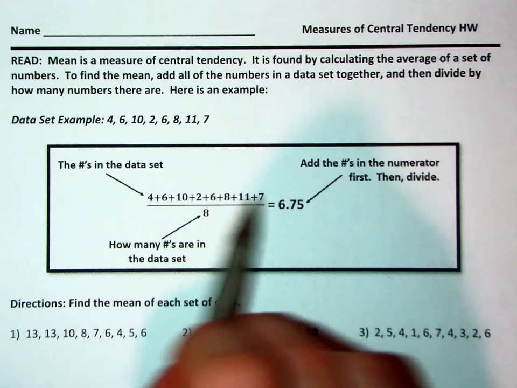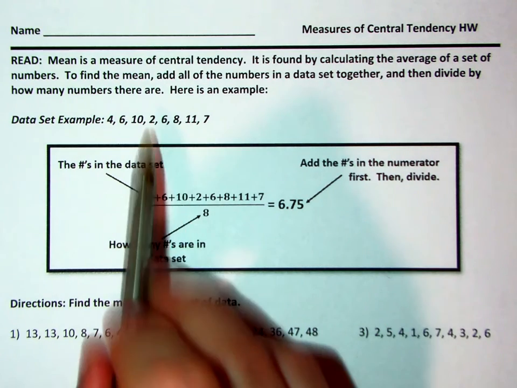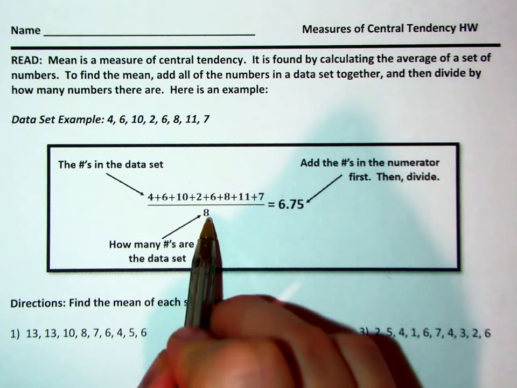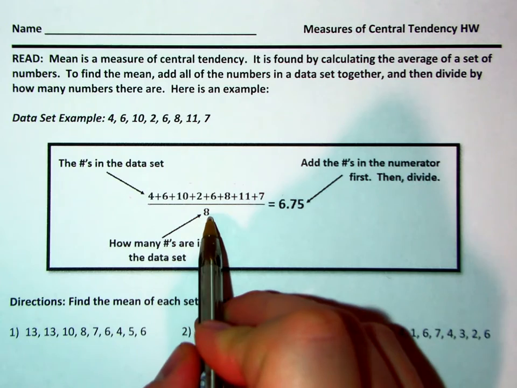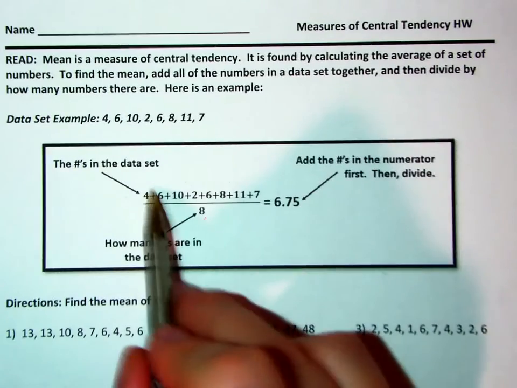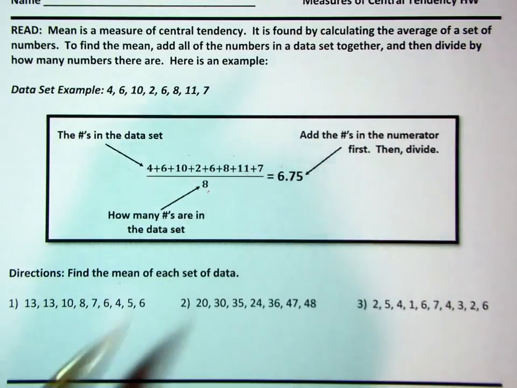And so I gave you an example in which you added up the numbers of the data set across your numerator and then divided by 8 because we had 8 numbers in this set of data. So my quantity divided by 8 gave me a solution of 6.75 as the mean.